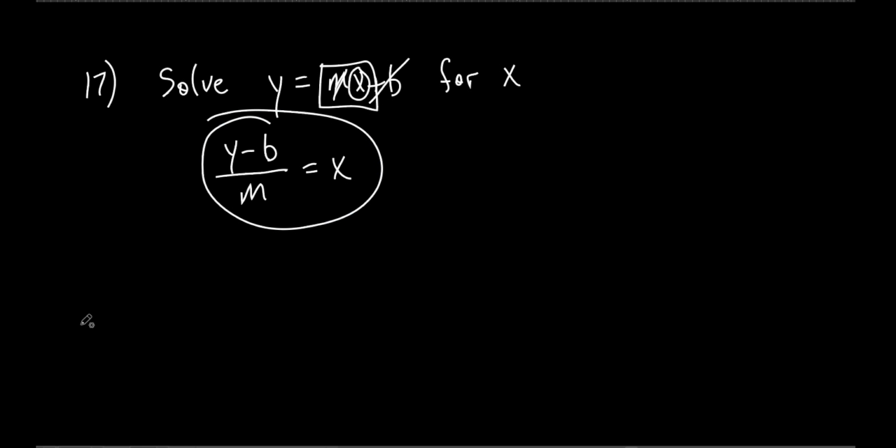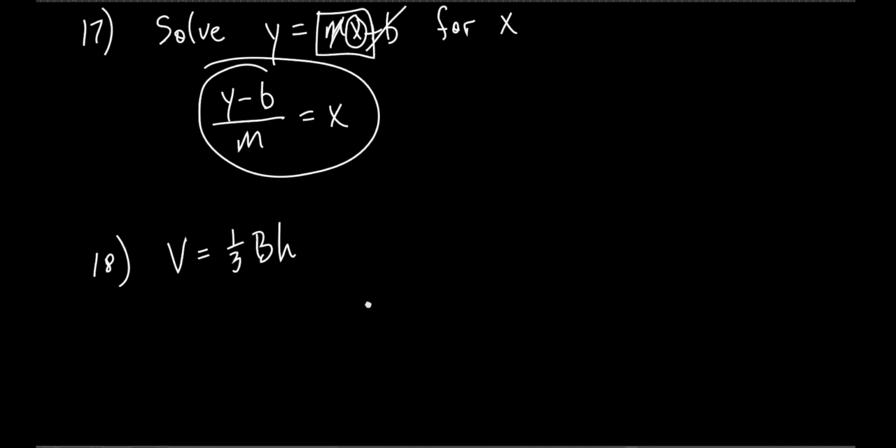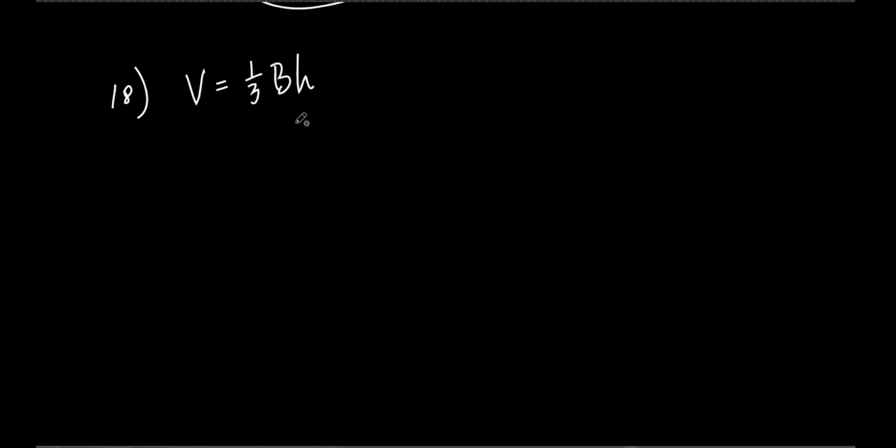All right, number 18. This might be the easiest out of all four of these, 17, 18, 19, 20. This might be the easiest one out of them all. And a lot of you guys got this right, so that was good. All right, so we are trying to solve this. It says solve this for, what are we solving for? Capital B. So we're solving for capital B. That's what we're trying to get by itself.